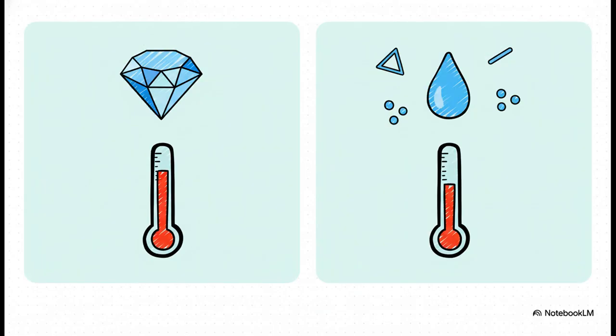And you can really see how this difference in strategy leads to totally different properties. On one hand, you have the ionic compounds. With that strong crystal lattice, they're usually hard, brittle solids, and you need a ton of heat to melt them.